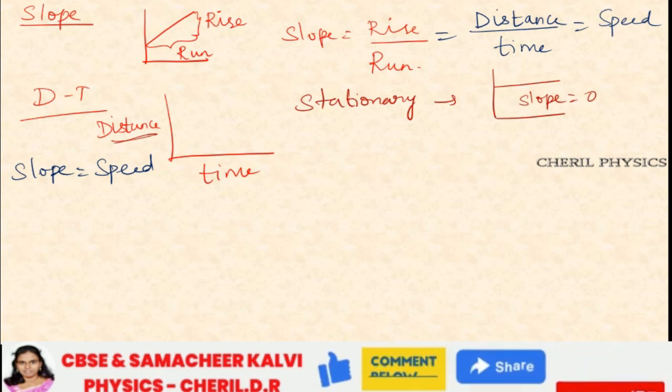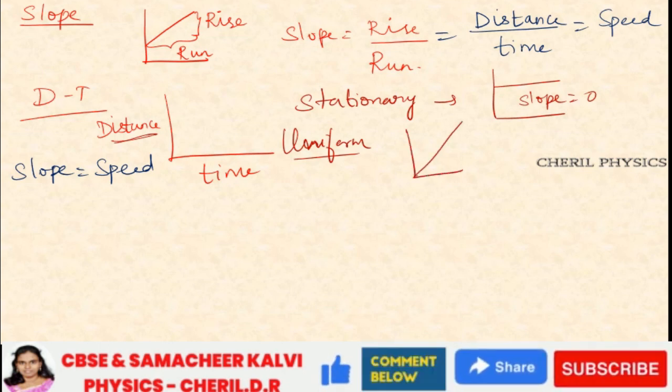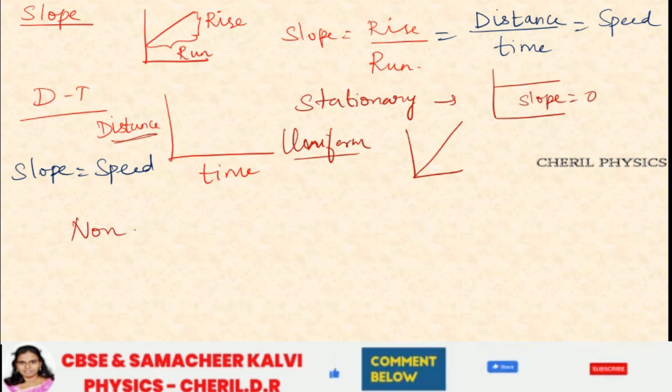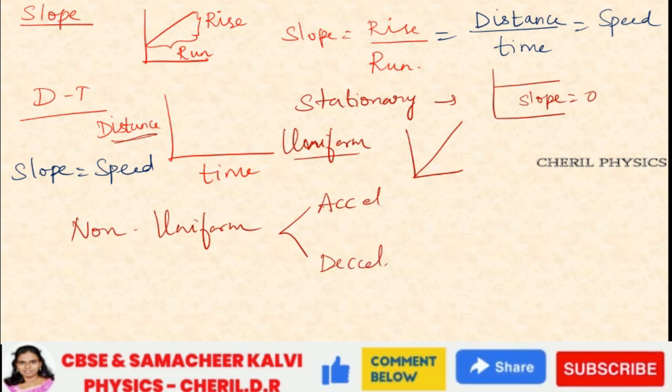Then the next case we saw was uniform motion. For uniform motion we saw that the graph was a straight line with a constant slope, where the slope gave us the speed of the object. Then for non-uniform motion we saw two cases: one was speeding up and the other was slowing down. One was accelerating and the other was decelerating. Accelerating had an increasing slope, and decelerating had a decreasing slope. So with this we are able to interpret the different types of graphs.